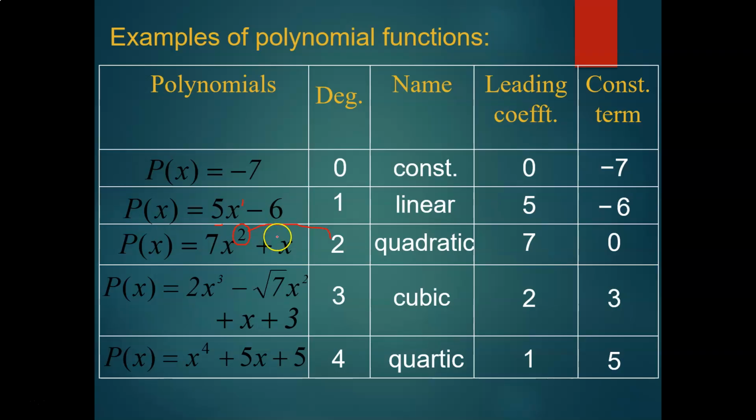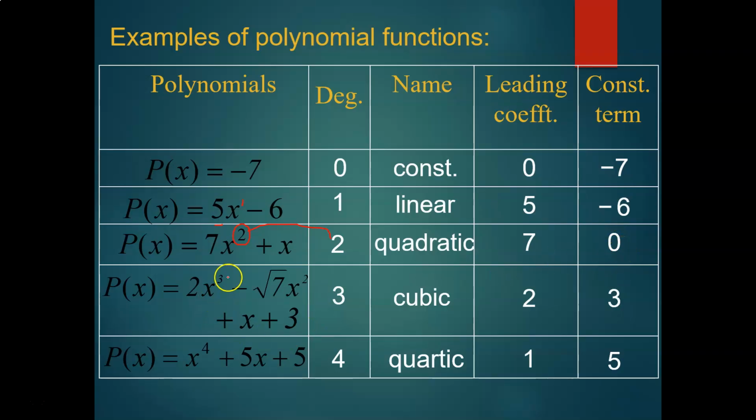We don't choose the leading coefficient 1. Here we have 1, right? We don't choose 1. Why? Because the x over here is not the highest power. The highest power belongs to here, x to the power of 2. That's why we choose 7 as the leading coefficient. And how about the constant term? Do we have a constant term over here? No, we don't have any number at the back. That's why the constant term becomes 0.